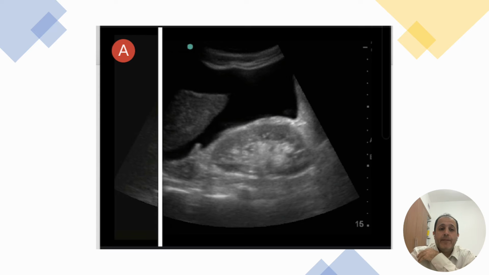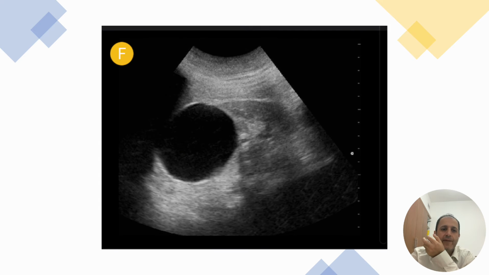Here it's a positive FAST. As you see, there is hypoechoic and echoic. Fluid usually shows as hypoechoic, or you can say anechoic. There is no echo; it's completely dark. So it's a positive FAST. It's the liver edge, it's the kidney. So it is obvious there is free fluid here, and it's a positive FAST.